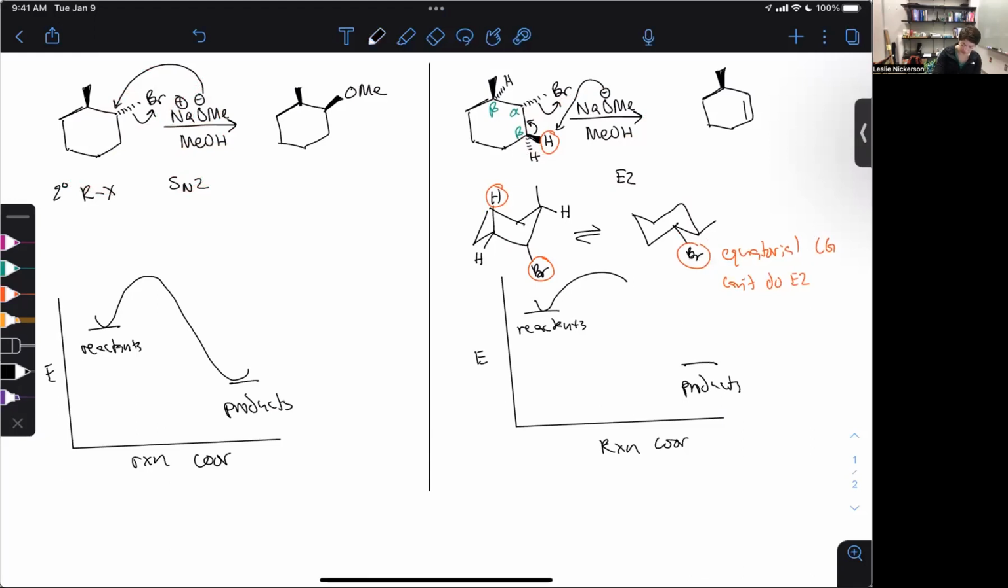Ooh. Freaked myself out with the chairs that are so close there.